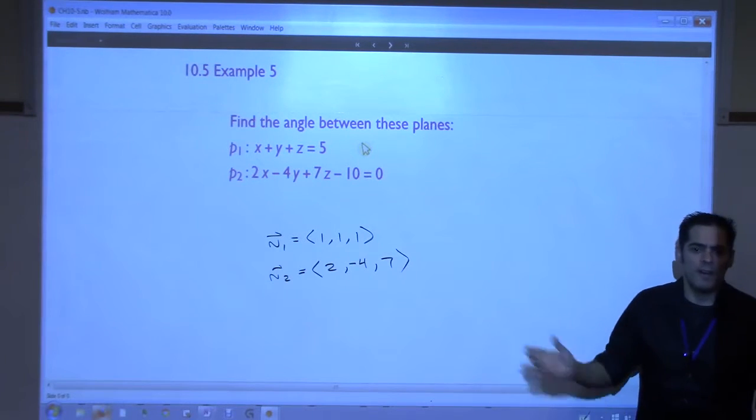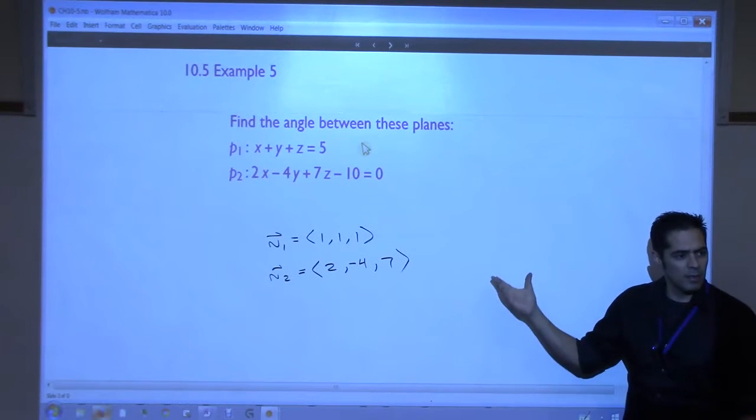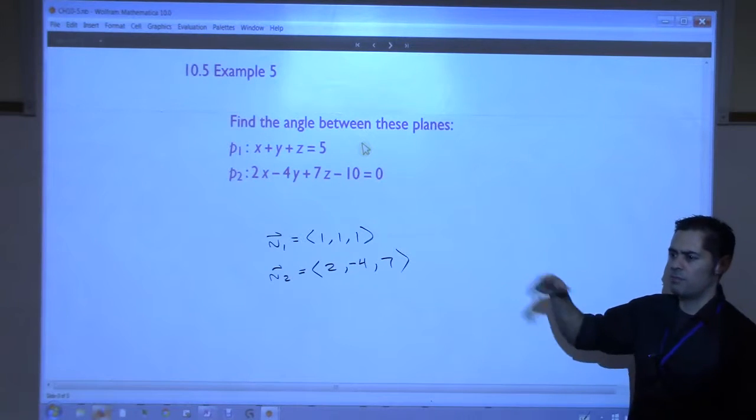And then what you do is you just find the angle between these. So you use the formula theta equals cosine inverse, and so on, right?